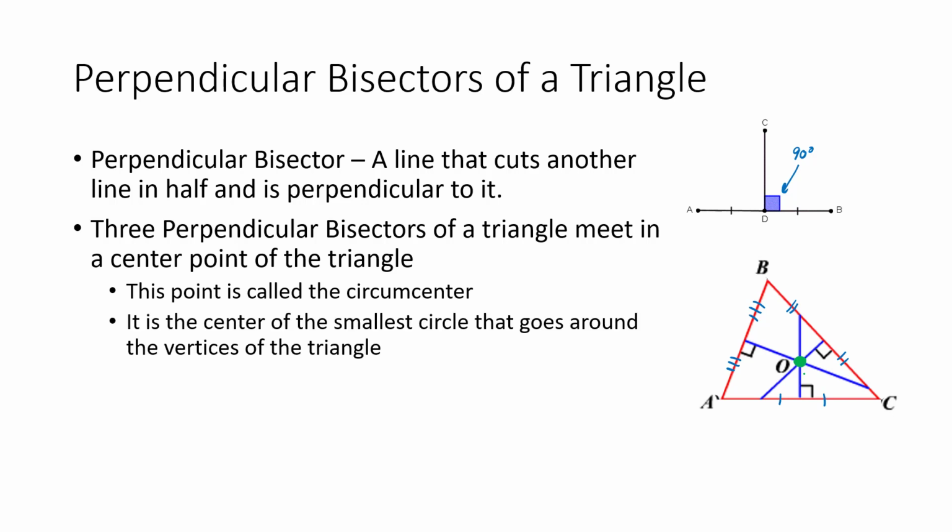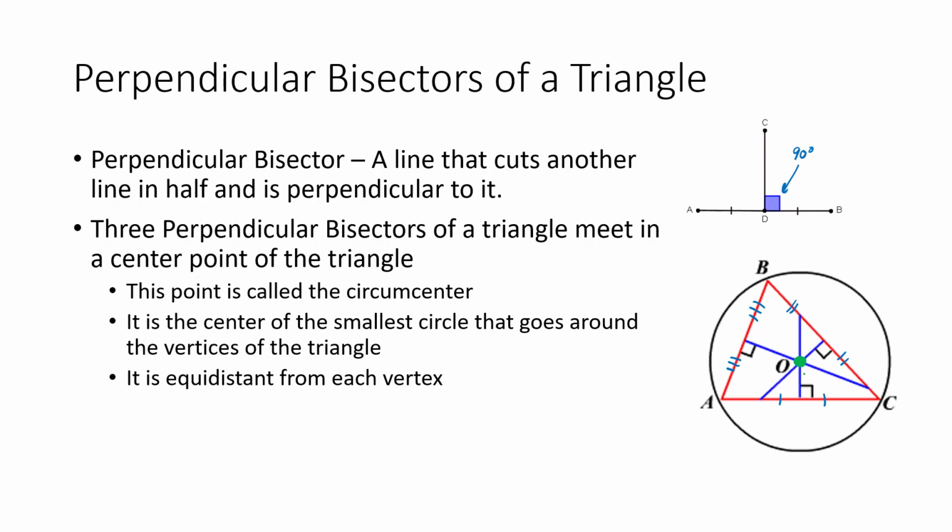The circumcenter is the center of the smallest circle that can go around the vertices of the triangle. We can't make a smaller circle that goes around this triangle. What that also tells us, though, is that that center point is equidistant from each of the vertices, from A, B, and C. It's equidistant, the same distance from each corner. Perpendicular bisectors give us the circumcenter.